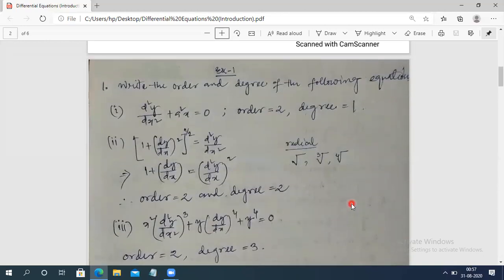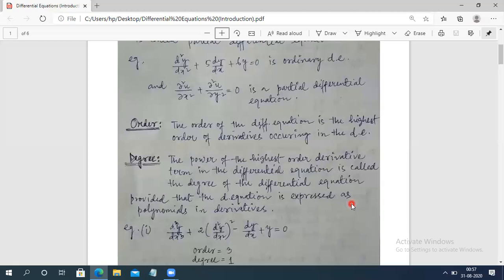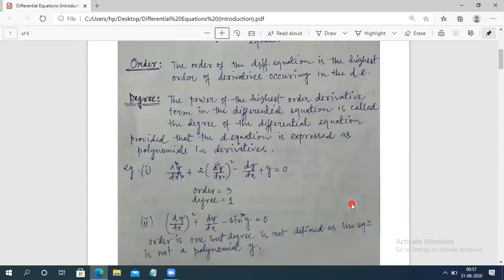Now, in the second example, (dy/dx) whole squared plus dy/dx minus sin^2 y equal to 0. Now find the order and degree of this differential equation. In this differential equation, the highest order derivative is the first order derivative, that is dy/dx. This is the highest order derivative present in this equation, so the order of this differential equation is 1.